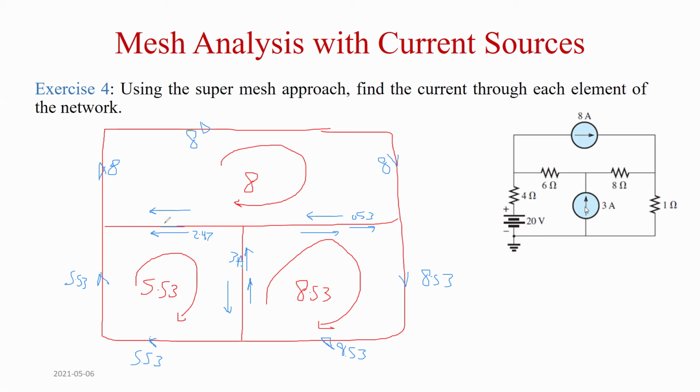Those are the branch currents. Those are the mesh currents. Sometimes the mesh current equals the branch current. Sometimes it's not equal.